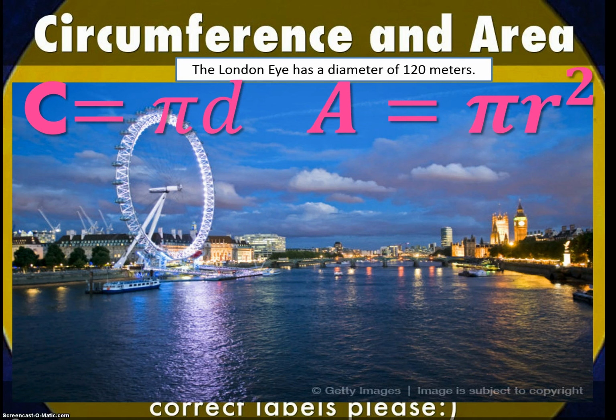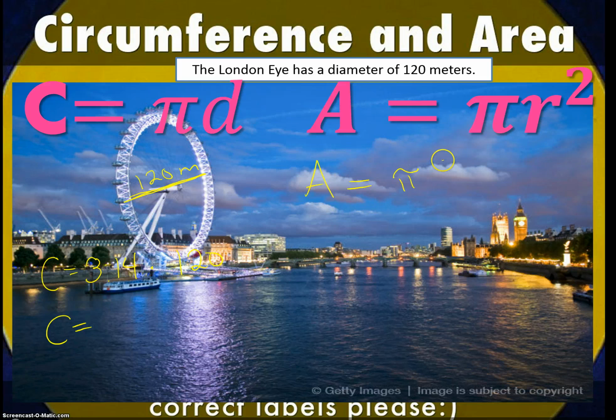This is a picture of the London Eye. It is the large Ferris wheel attraction that is in London, England. The London Eye has a diameter, real world, okay? This is true. The diameter all the way across the London Eye is 120 meters. So if you wanted to find the circumference of the London Eye, the circumference is pi times d, 3.14 times 120. So pause, and then I'd also like you to find the area.